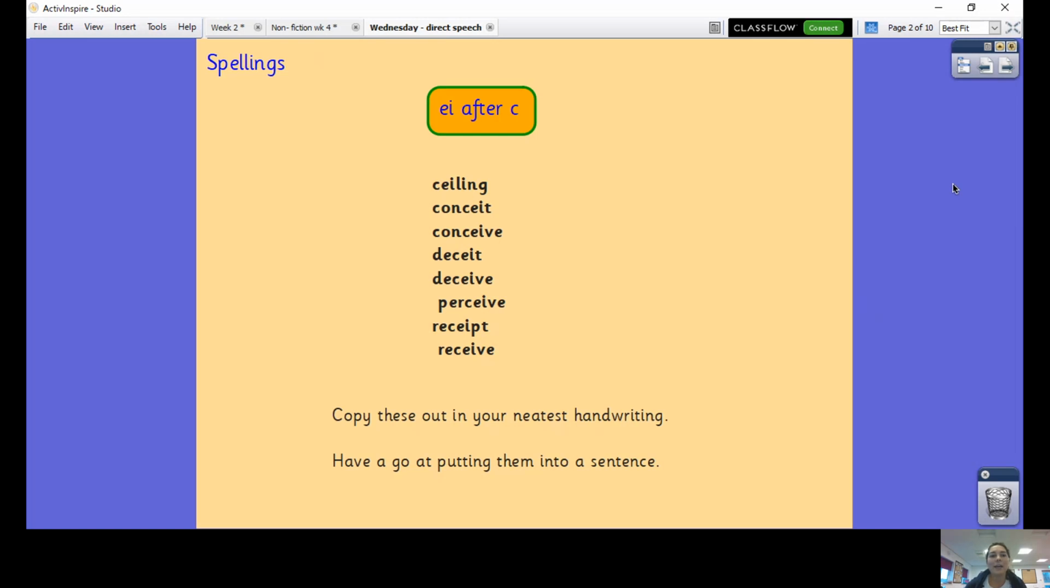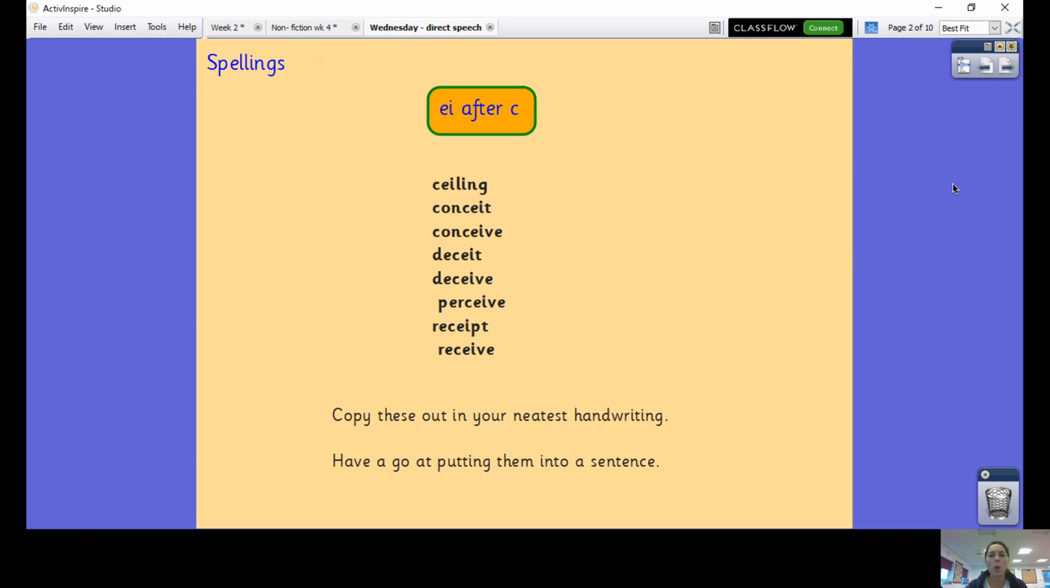So remember, it's that EI after C rule. So it's I before E, except after C. So therefore, those words with the C have to have an EI after it. And this was our word list. Now, quite a short word list because there aren't many words for it. So we've got ceiling, conceit, conceive, deceit, deceive, perceive, receipt, and receive. It's when that EI sound is really elongated. So it's like E, it really makes that long E sound, okay?